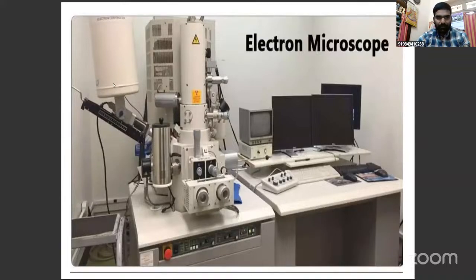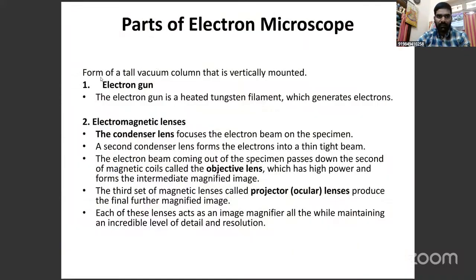So what are the parts of this electron microscope? It takes the form of a tall vacuum column that is vertically mounted. First part is the electron gun. The electron gun is a heated tungsten filament which generates electrons.